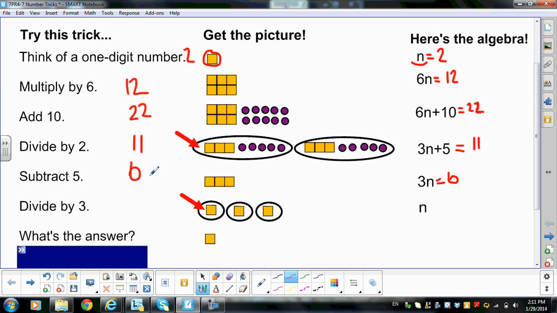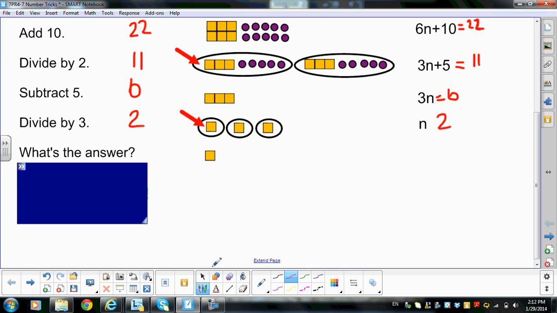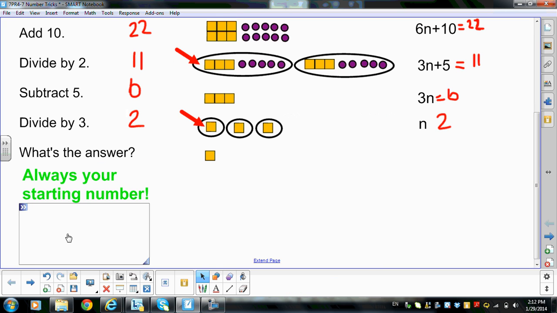And then the last rule is to divide that by 3. So what they did here is they took my drawing, all my numbers, and they grouped them into groups of 3. And how many are in each group? I'm back to my number. So I have 2 in each group. And what I'm going to look at here is what is the answer?